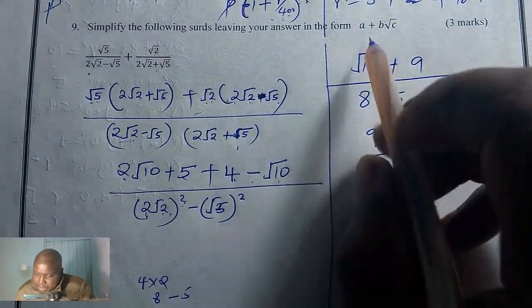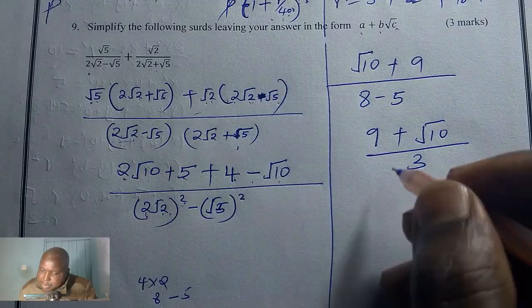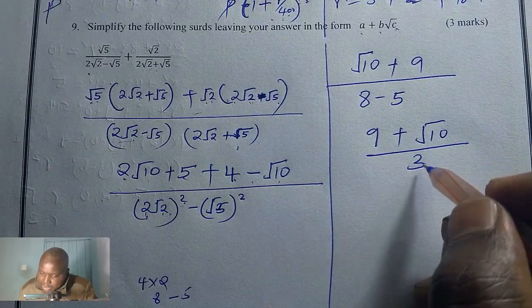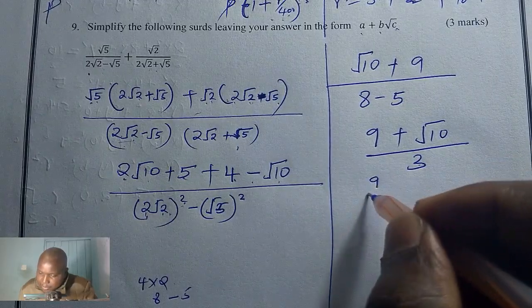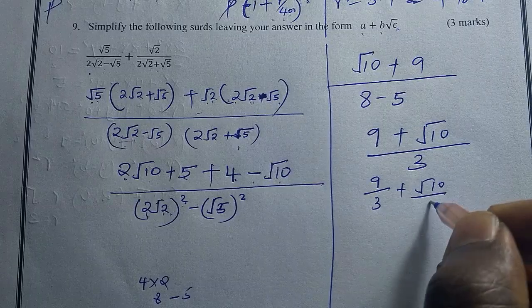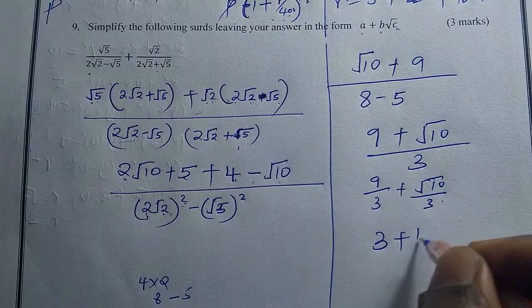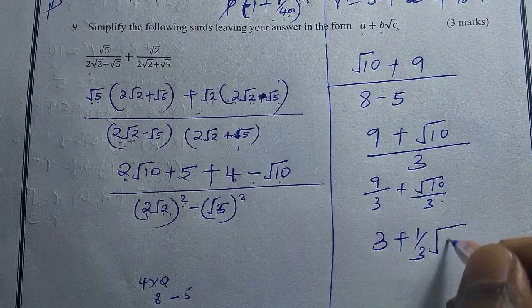Since we were told to leave it in the form of A plus B root 10, then you can divide by 3 individually. This is like 9 over 3 plus root 10 over 3. This is 3 plus 1 over 3 root 10.